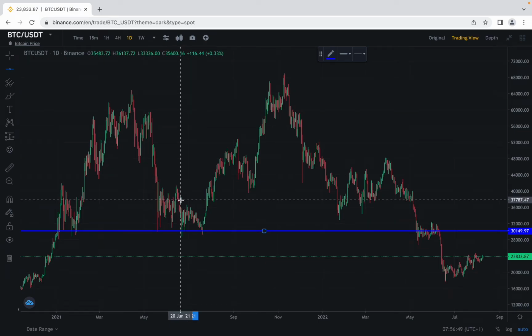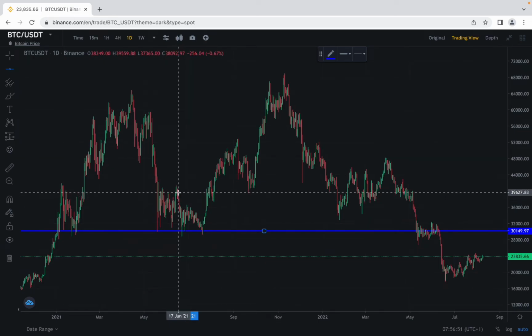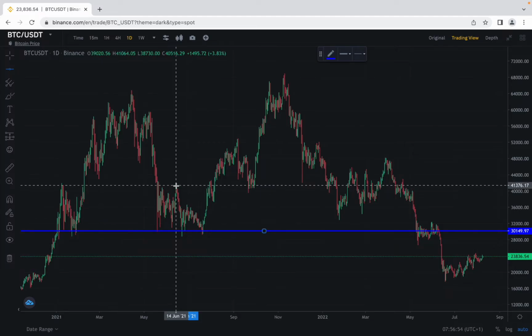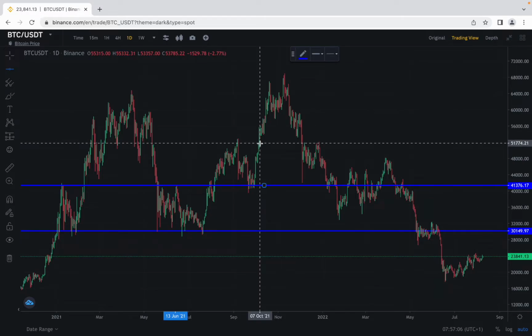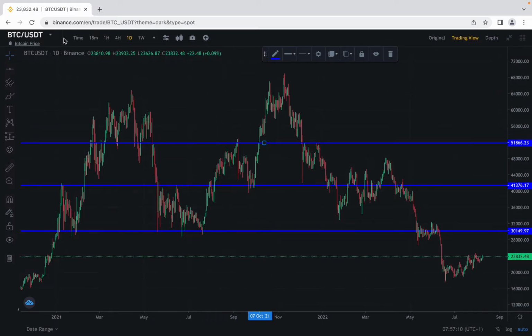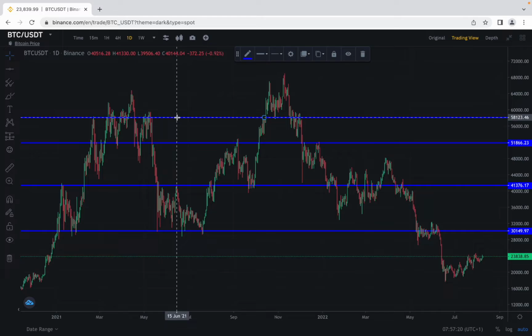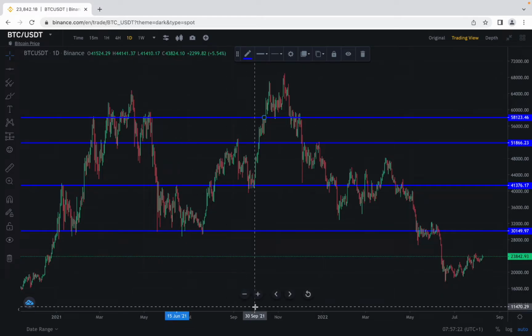Okay. I think I have a level here. I have a level here. Sure, I have another level here. There is a level here. I'll be using these few levels.